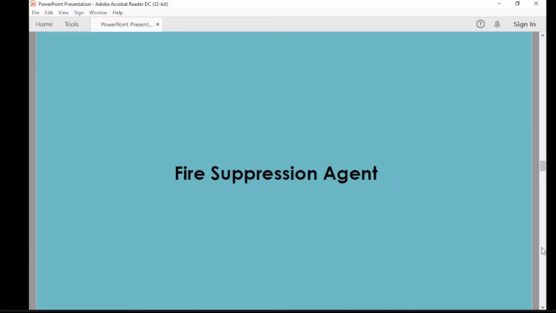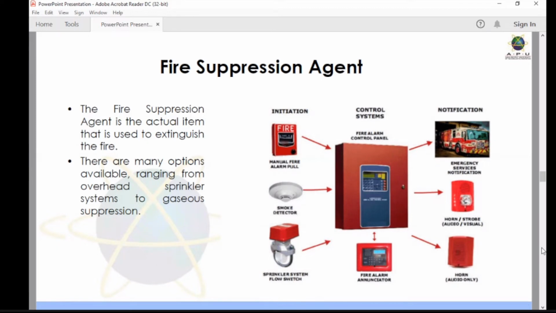Fire suppression agent. The fire suppression agent is the actual item that is used to extinguish the fire. So what do we use to extinguish fire? Those are known as fire suppression agents. There are many available options, ranging from overhead sprinkler systems to gaseous suppression.